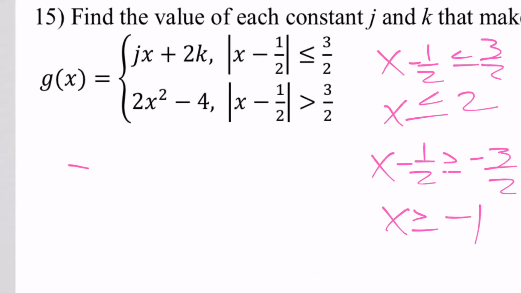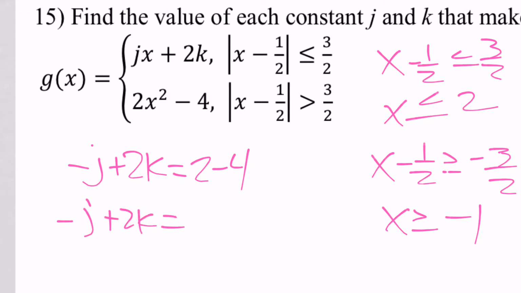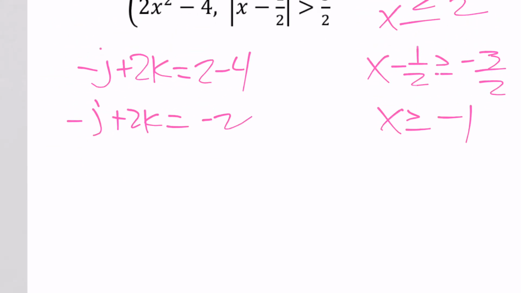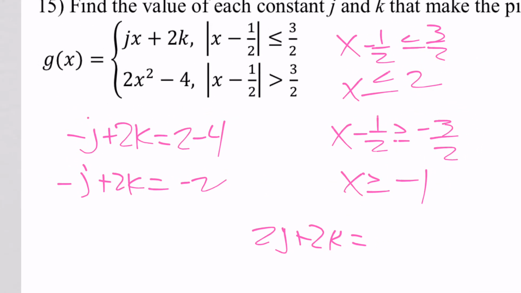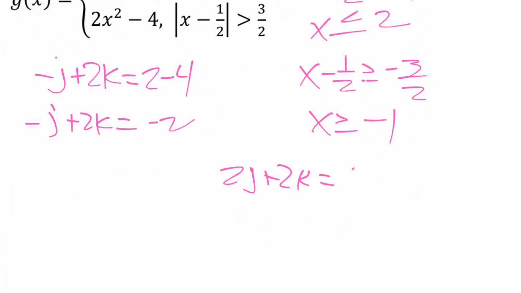So negative j plus 2k has to equal 2 minus 4. So negative j plus 2k has to equal negative 2. Do the same thing with the other x value. So instead of negative j, now we have an x value of 2. So 2j plus 2k equals, substituted in, 2 squared is 4, times 2 is 8, minus 4 is 4.